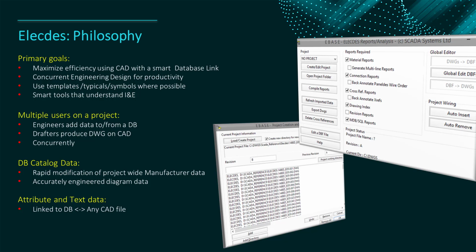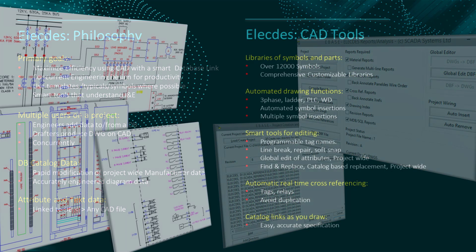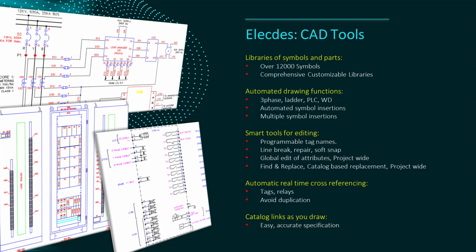Electez integrates tightly with the other modules of EDS, allowing instant access to database data and 3D modeling, including cable routing. The integration reduces the chances of errors, double handling and rework.